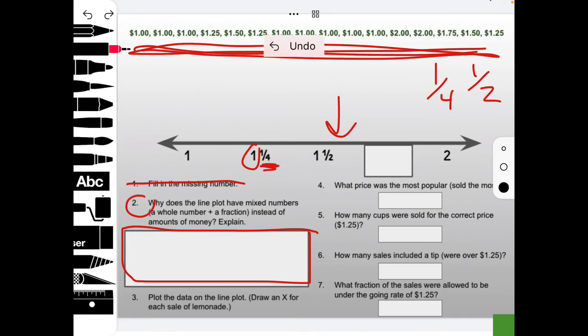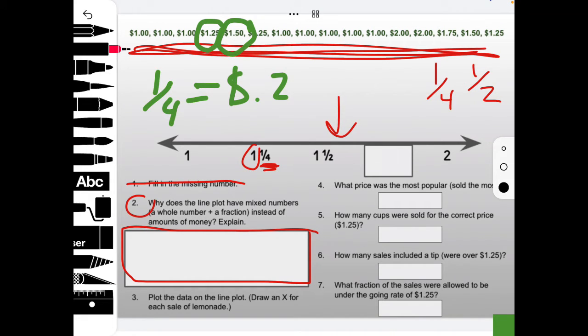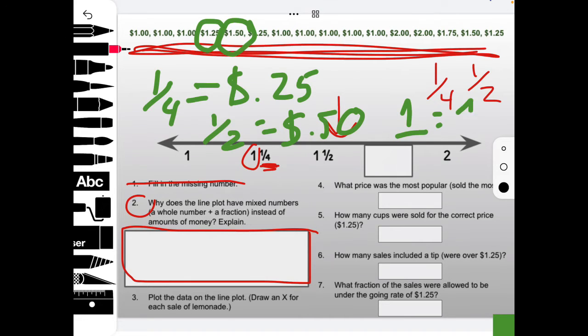Oh, right next to it. A built-in quarter and a built-in half. 1/4 of a dollar equals 25 cents. 1/2 of a dollar equals 50 cents. Okay? Because one whole dollar is $1. And you'll never believe what 2 wholes are. 2 wholes are $2, right?